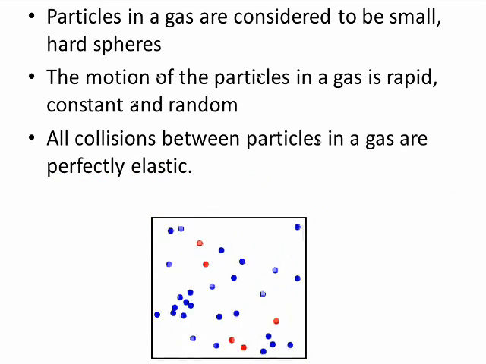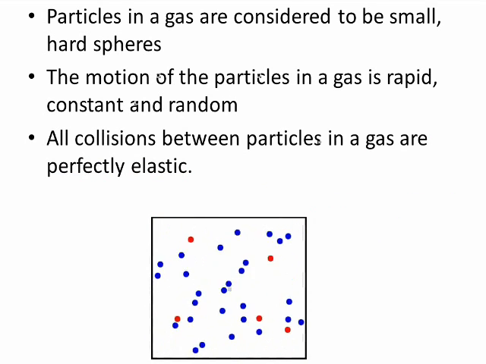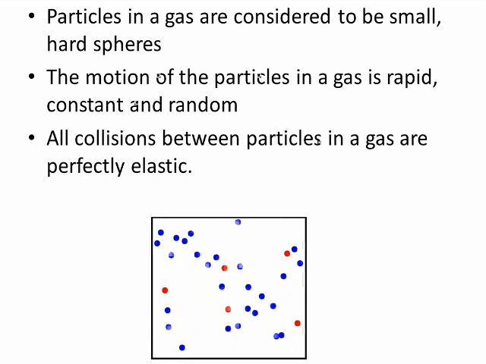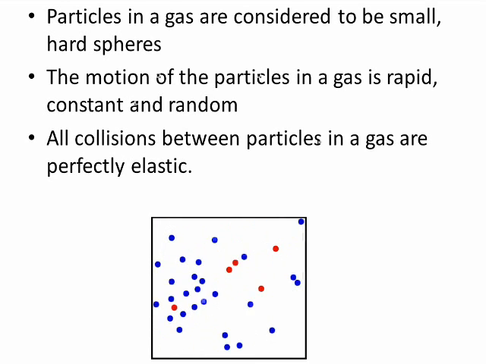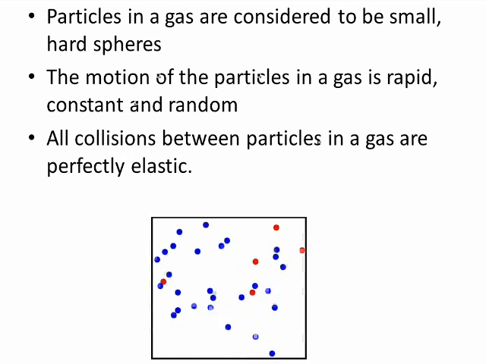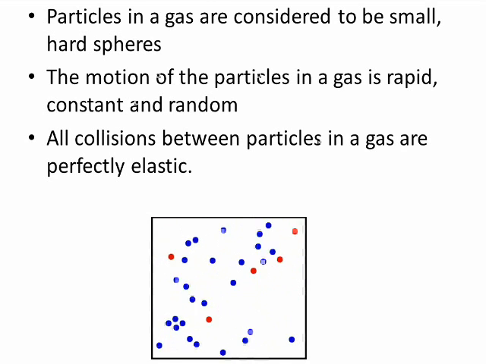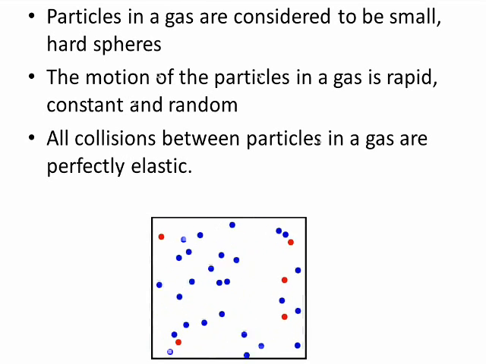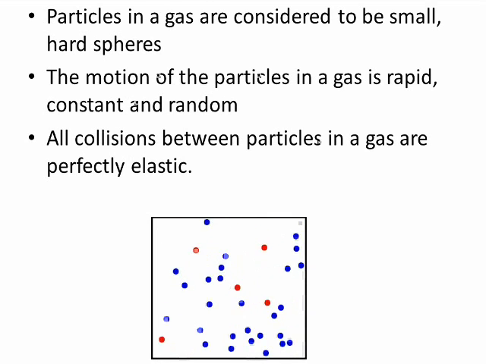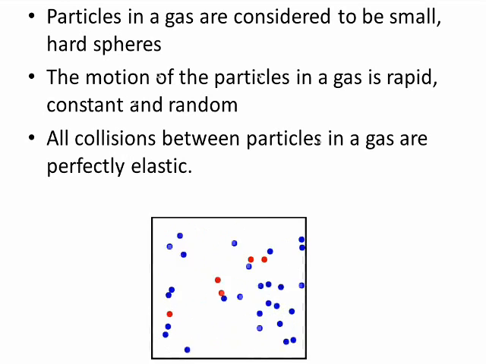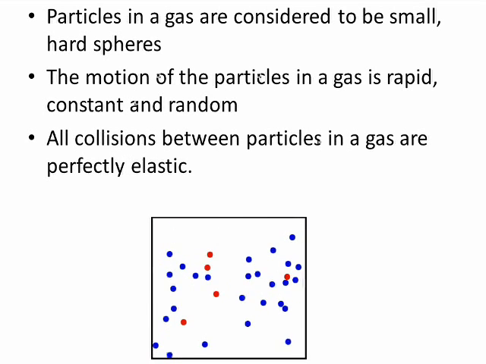The motion of particles in a gas is rapid and constant. And all the collisions between these gas molecules are perfectly elastic, meaning they will just bounce off each other. They don't smash into each other and just stick to each other. They just bounce off each other, and they're perfectly elastic, just like elastic or rubber balls bouncing off each other. They're not like Play-Doh where they'll stick together.